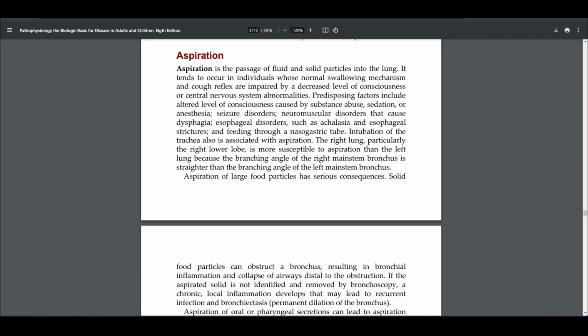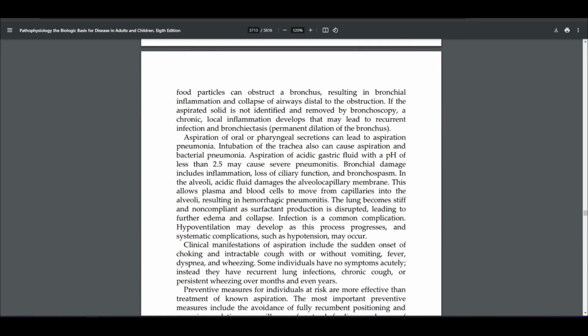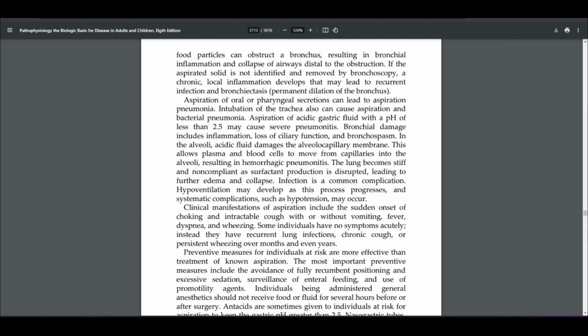Aspiration of large food particles has serious consequences. Solid food particles can obstruct the bronchus, resulting in bronchial inflammation and collapse of airway distal to the obstruction. If the aspirated solid is not identified and removed by bronchoscopy, a chronic local inflammation develops that may lead to a recurrent infection and bronchiectasis.